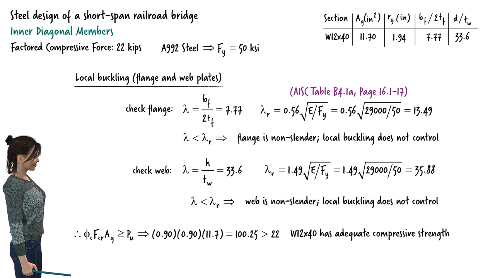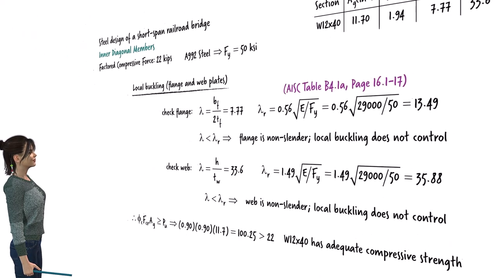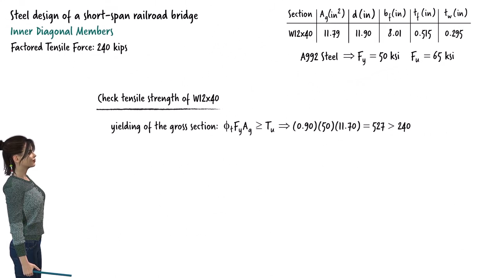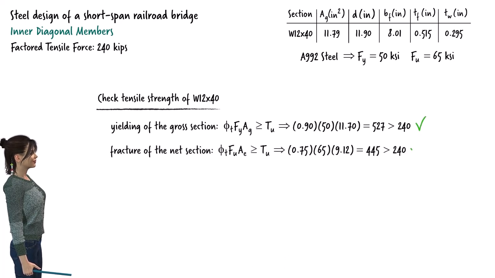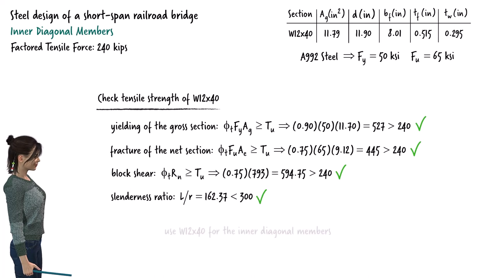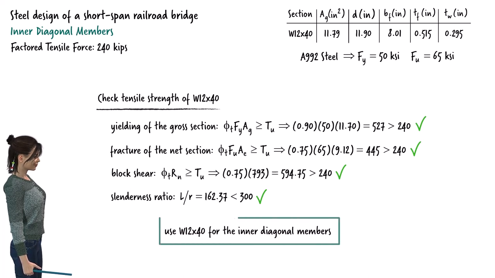Now we need to check the tensile strength of the section. You can go ahead and repeat the tension member design calculations for W12/40. Here is a summary of the calculations. W12/40 has adequate yield strength. The section's fracture strength is adequate. Its block shear strength is adequate. And its slenderness ratio meets the requirement. So, the section meets all the tension and compression design requirements. That means we can use W12/40 for the inner diagonal members.